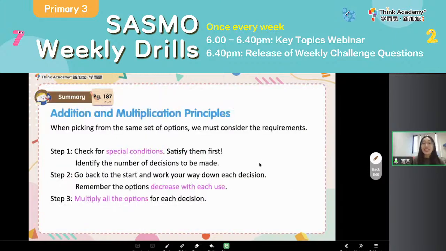But before that, firstly, let's have a quick summary again. For the addition and multiplication principle, when picking from the same set of options, we must consider the requirements. Firstly, read the question and underline some special conditions. Satisfy them first, and then go back to the start and work your way down each decision. And remember, the options decrease with each use. Then for the last one, since there are several decisions, we need to multiply all the options for each decision. Okay?